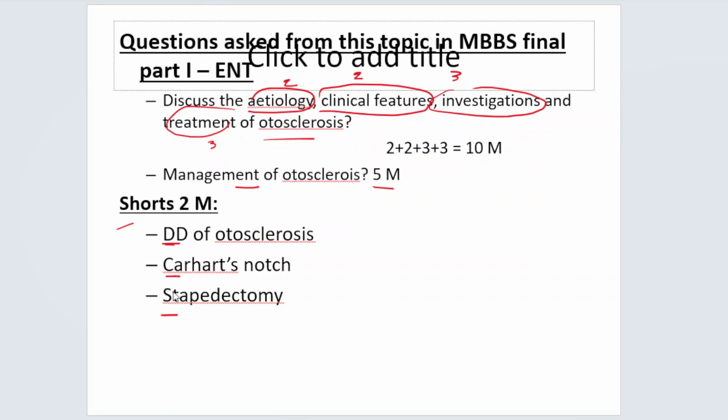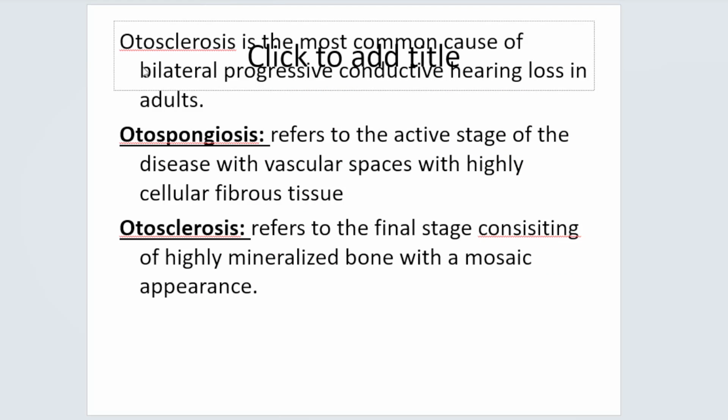By the end of this presentation, I hope that you will have enough grip to write these answers quite easily and also have enough grip on the concept of this topic. Now, coming to otosclerosis. What is so special about otosclerosis? Otosclerosis is the most common cause of bilateral progressive conductive hearing loss in adults. So why is otosclerosis important in MBBS Final Part 1 or NEET PG? It is the most common cause of bilateral, so both ears are affected, and it is a progressive condition.